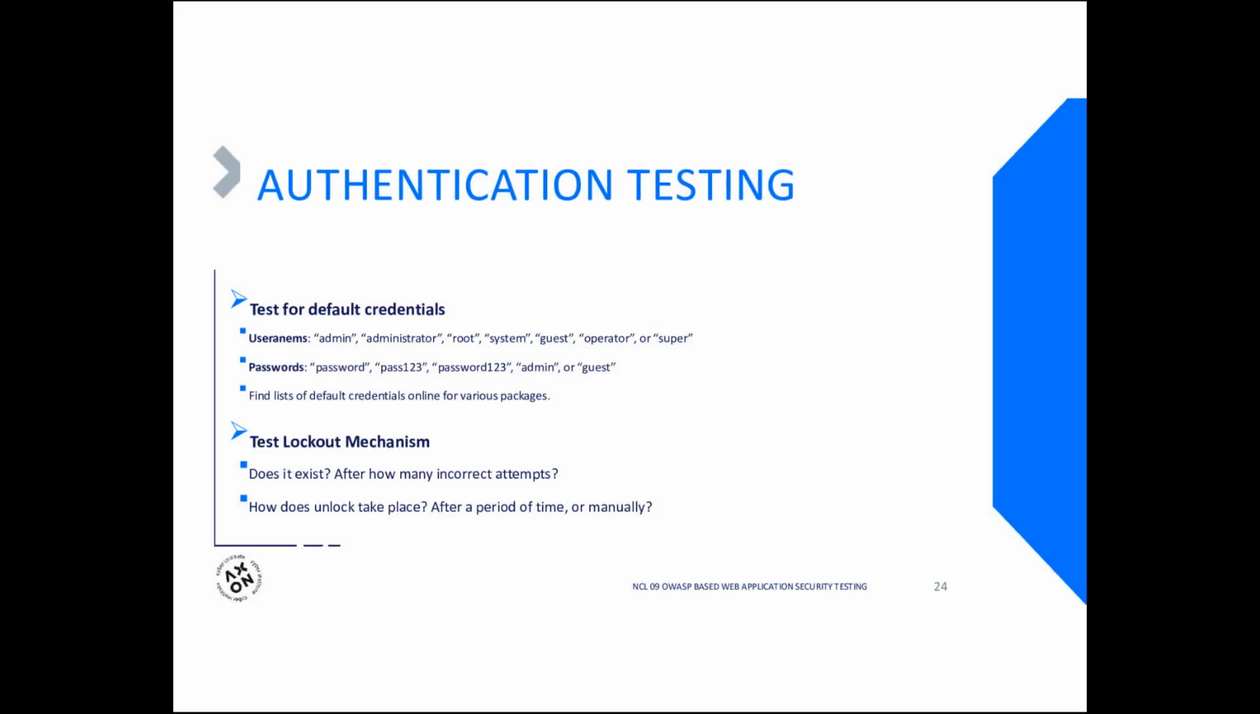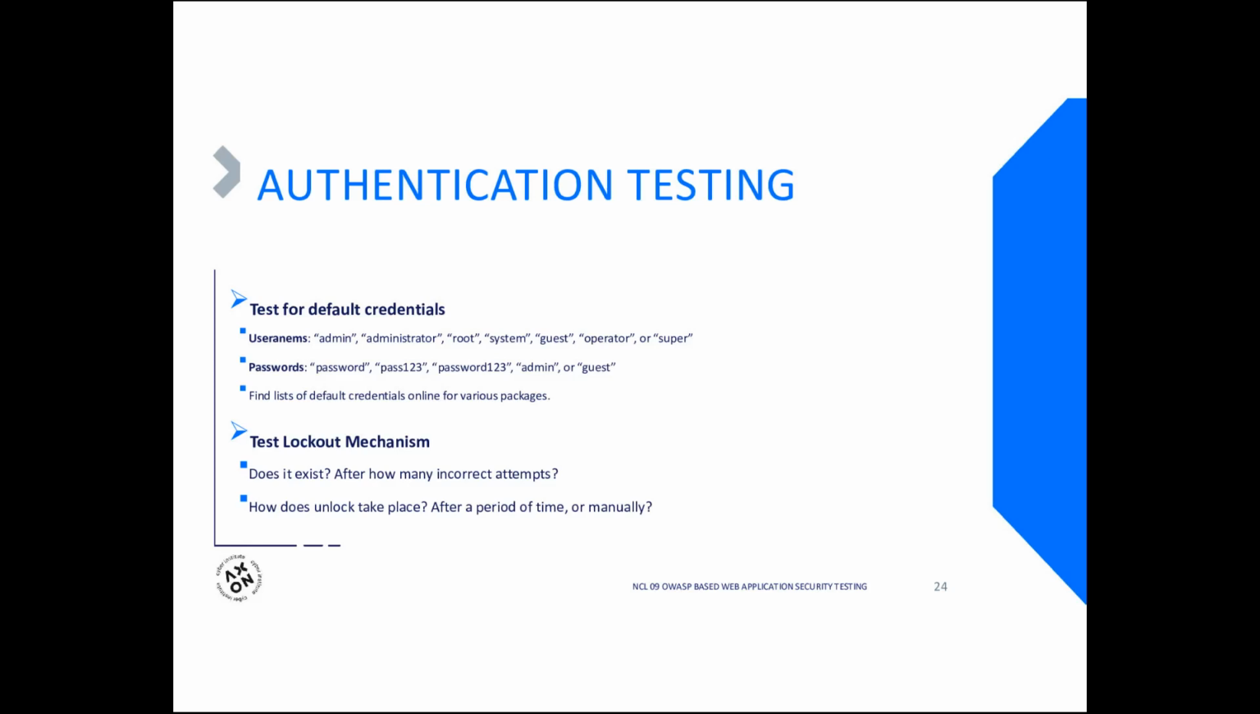Also in this phase, you will test for default credentials. You will test for things like admin password, administrator pass 123. All of these default credentials that sometimes come built in by vendors, you will try to assess them. If the package you are trying to assess is well known by a certain vendor, then you can search online for the list of their default credentials. If it is developed in-house, then you can try common default credentials used by people.